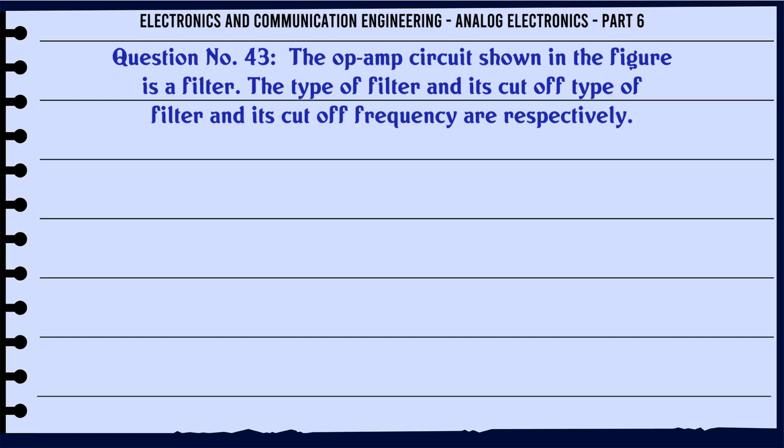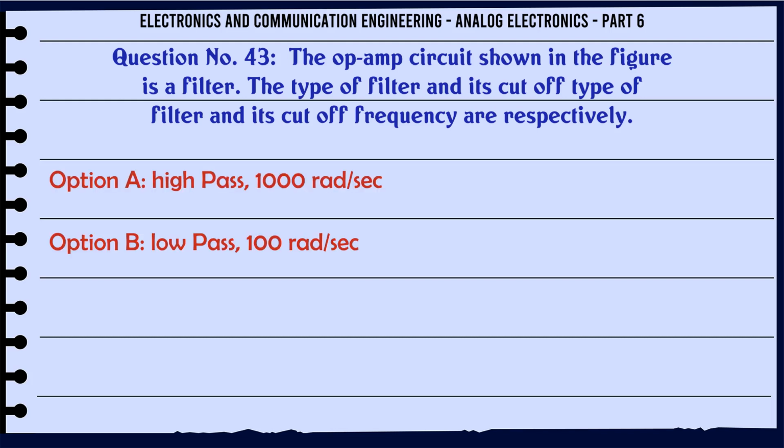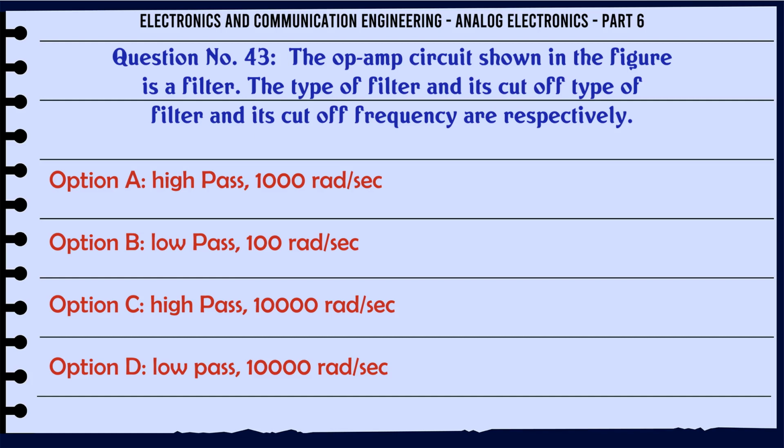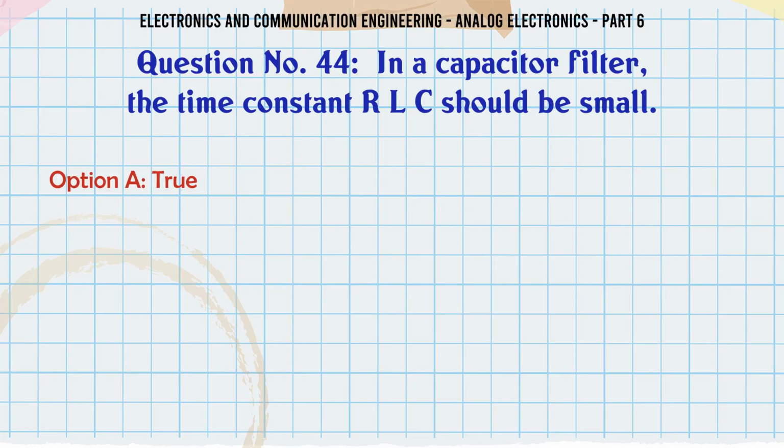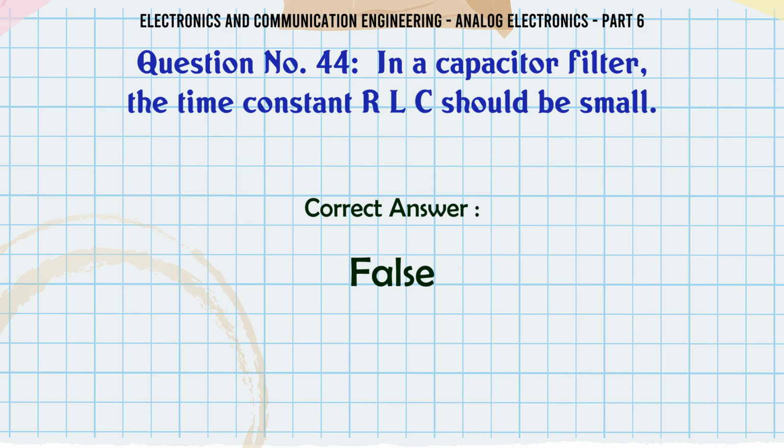The op-amp circuit shown in the figure is a filter. The type of filter and its cutoff frequency are respectively: A. high pass 1000 rad/sec, B. low pass 100 rad/sec, C. high pass 10,000 rad/sec, D. low pass 10,000 rad/sec. The correct answer is high pass 1000 rad/sec. In a capacitor filter, the time constant RLC should be small. A. true, B. false. The correct answer is false.